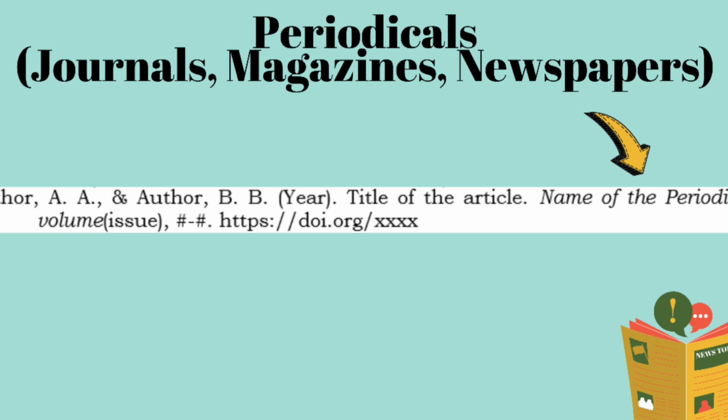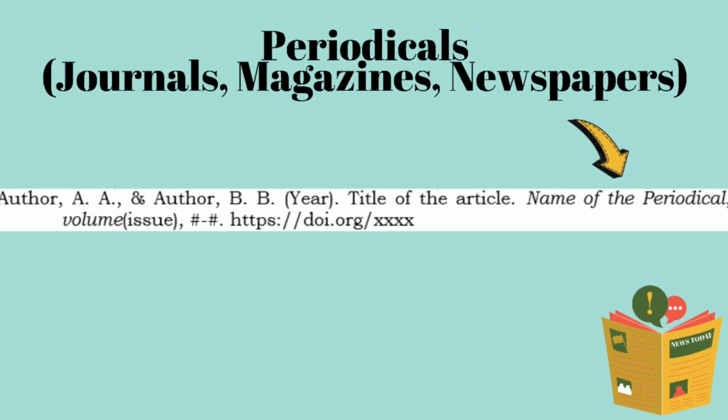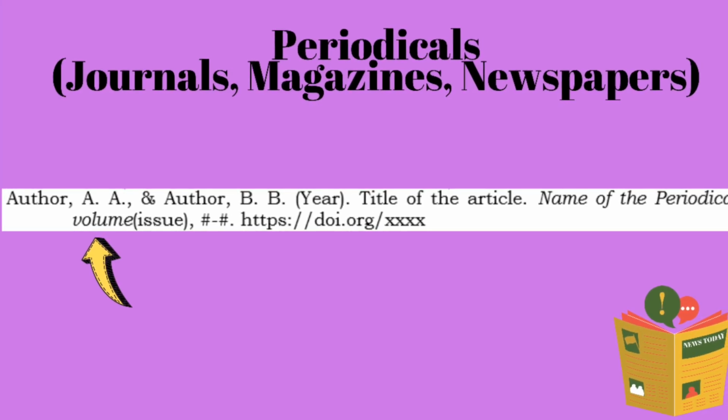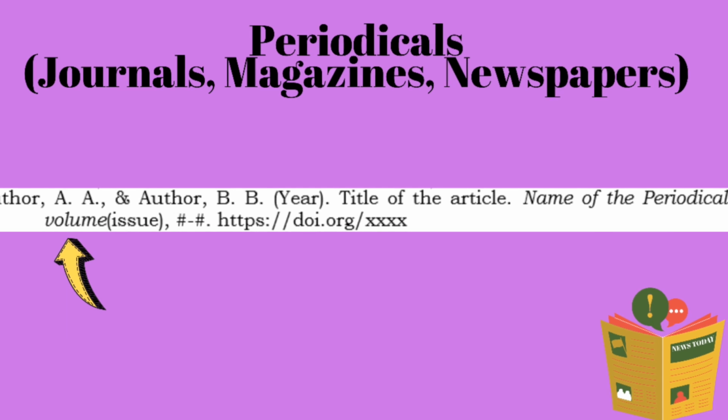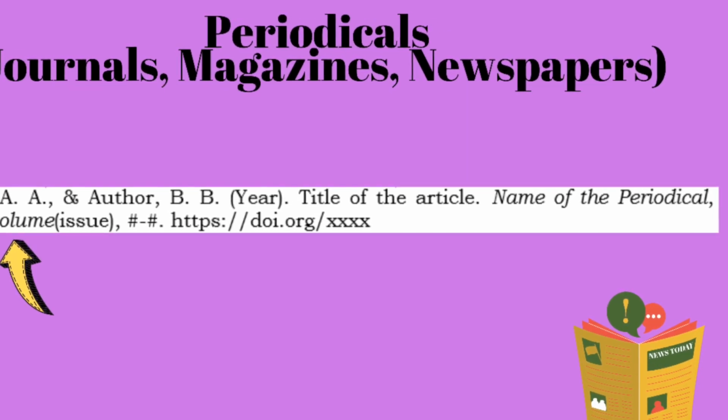Capitalize all major words in the periodical name. Italicize the name of the periodical. End with a comma. Then, italicize the volume number. There should be no space between the volume number and the issue number.